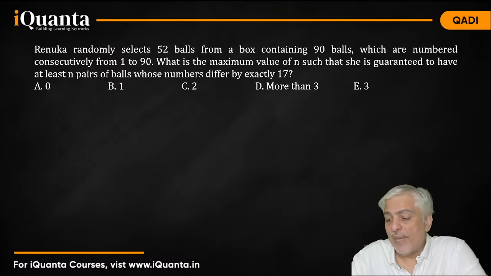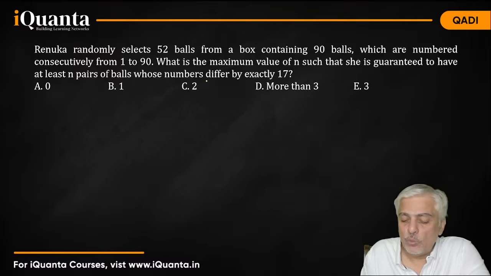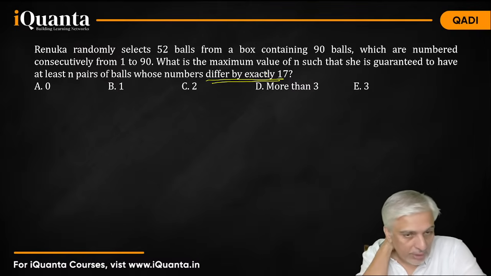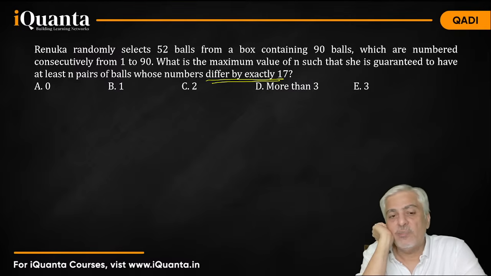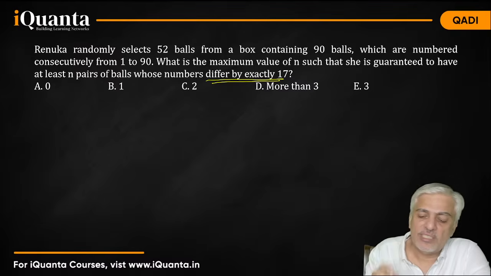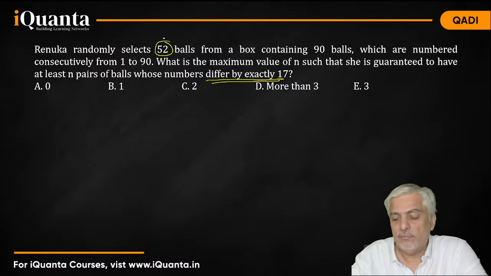Remember, you want to minimize n in this above question. So, in short, I don't want numbers to differ by 17. I want to take numbers in such a way that they should not differ by 17. So, my first question is, can you have 52 numbers which all are such that they don't differ by 17?